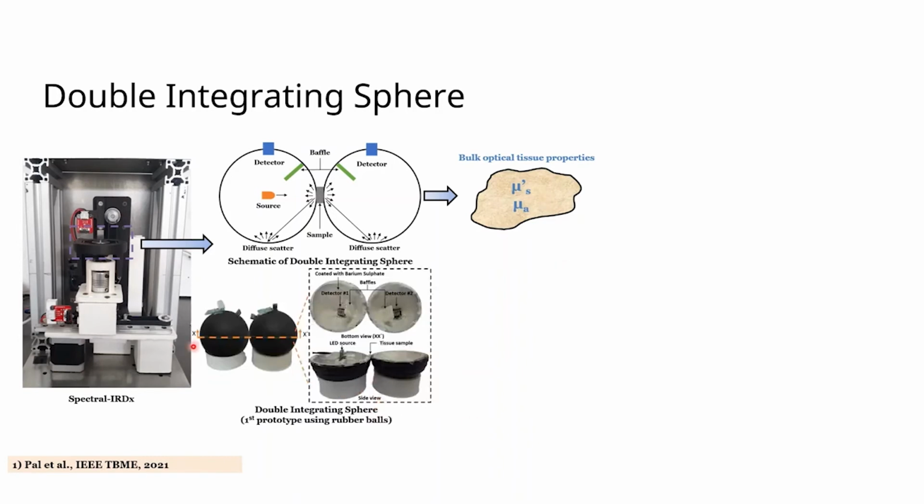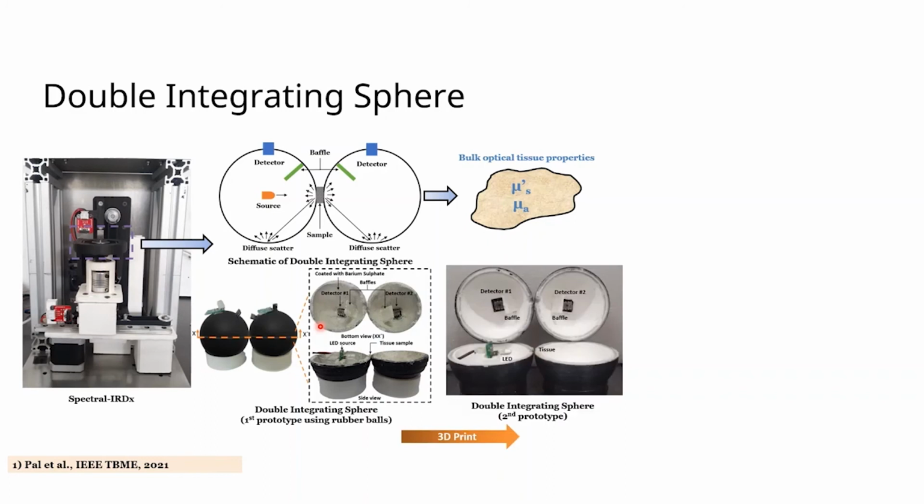So this is the first prototype. We slice the rubber tissues into halves, and then we place the LEDs, tissues, the baffles, and the detectors over here. And then we coat the internal surface of the spheres with barium sulfate, which reflects almost 98% of the near infrared light source. The second prototype was 3D printed. As you can see, this is a more sophisticated design, and we then place the tissue and take more measurements.